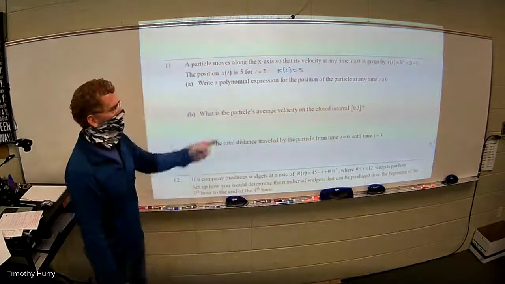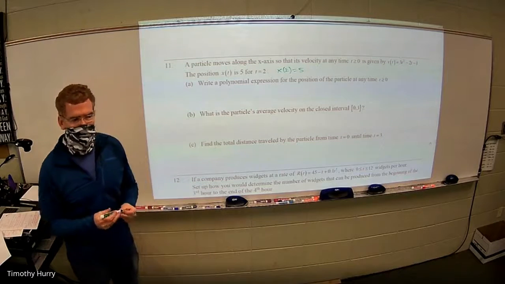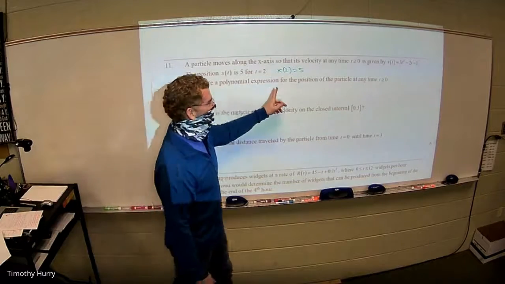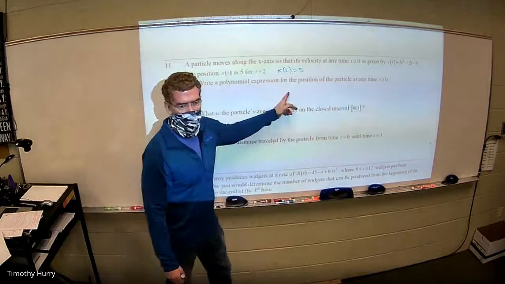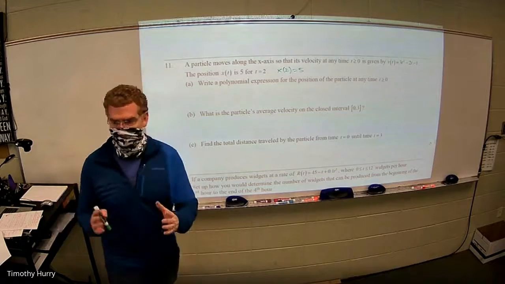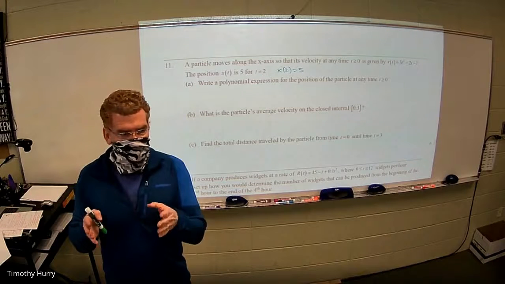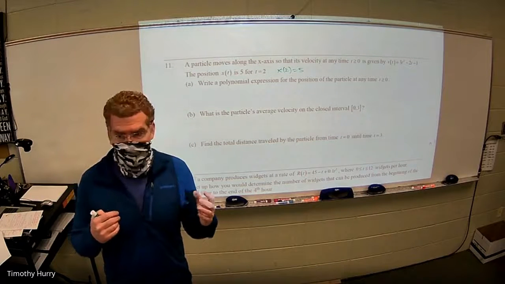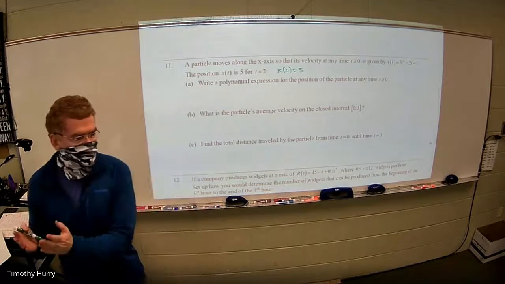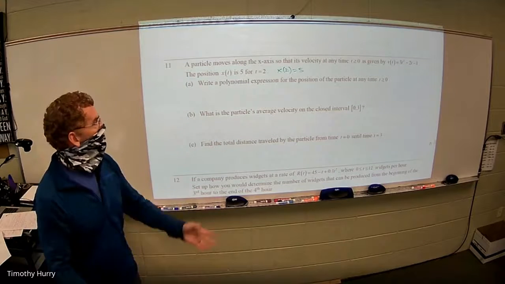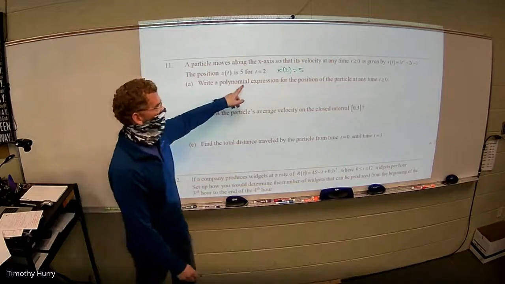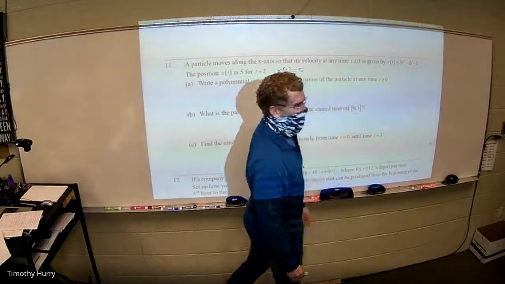Okay, and what relates velocity and position? A derivative or an integral, right? So right here it says, write a polynomial expression for the position of the particle. Now the position is not the change in position. Position is just the function. The position is the change in the position added to my initial position, or where I began, or subtracted from where I ended. Okay, but this says write an expression for the position of the particle at any time.